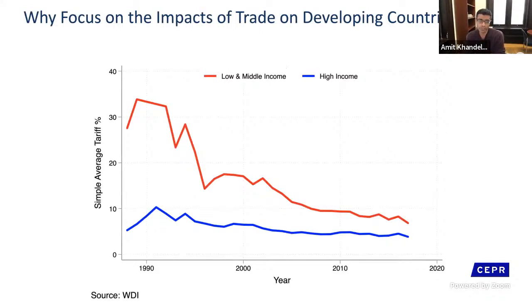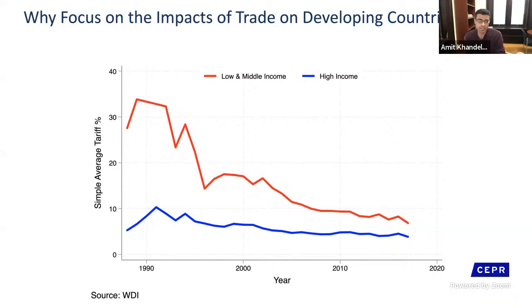And this picture just shows average tariff rates as they've evolved between high-income countries and lower and middle-income countries. And you can see that since the 90s, there has been a very large liberalization. But even today, tariff rates are higher in developing countries, and tariffs are only one form of trade costs. There are, of course, many others.